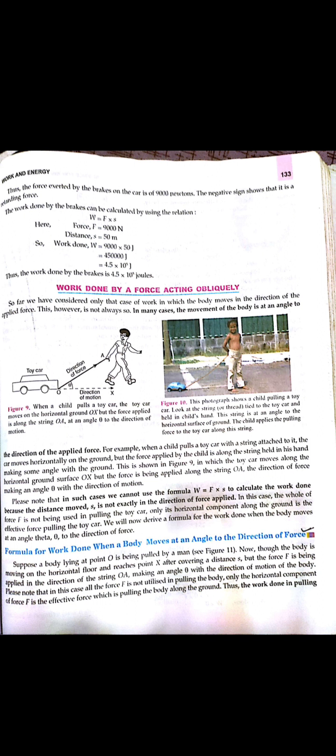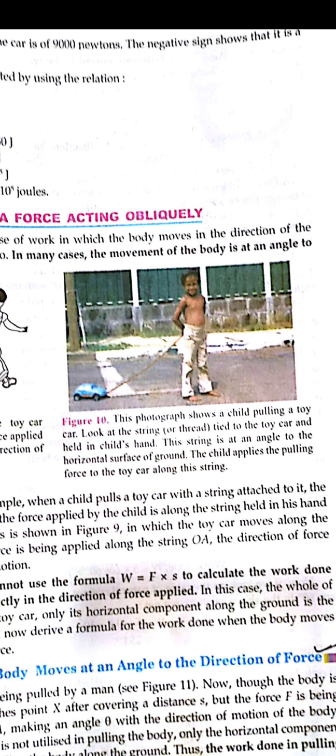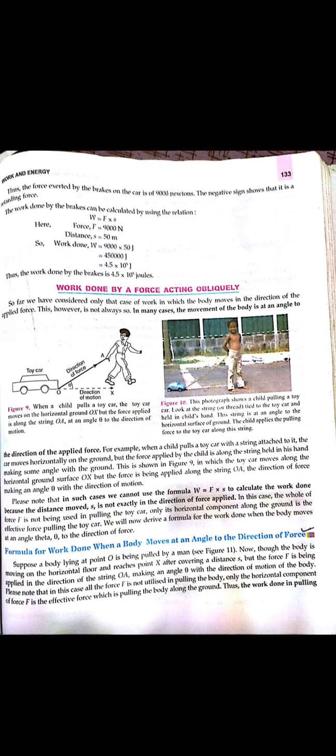Now, work done by a force acting obliquely. Obliquely means there is some angle between your displacement and the force. In many cases, the movement of the body is at an angle. In this photograph, see a child is pulling a toy car with a thread tied to it. When he tries to move that object, he will pull the string, the string will move, so the body will also move. So the pulling force will be along the string, so there is an angle between that pulling force along the string and the direction in which the toy is moving along the straight path.